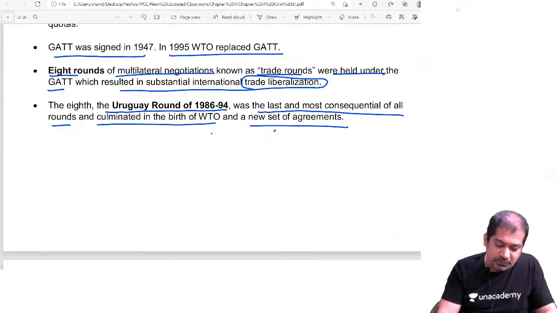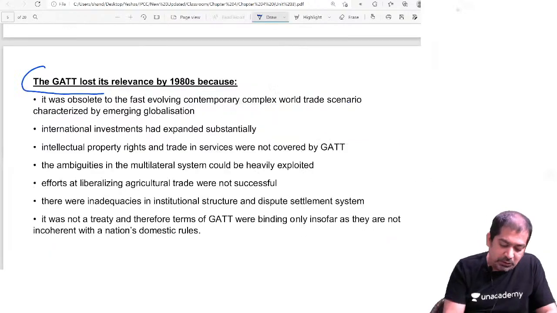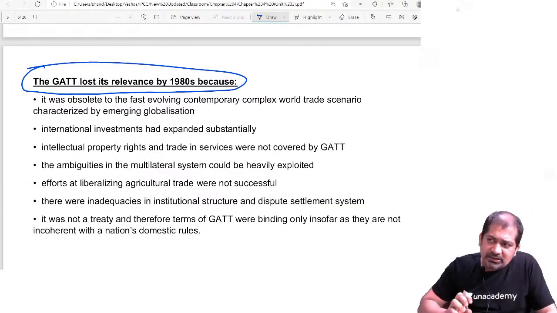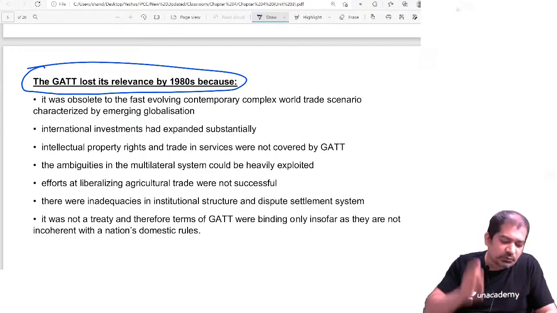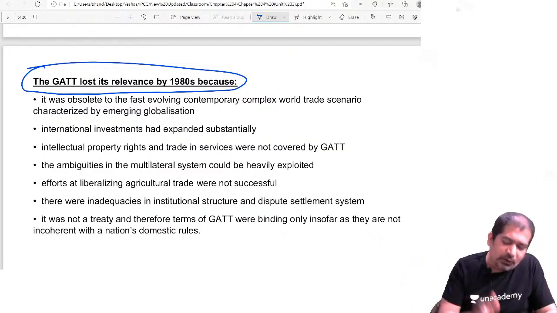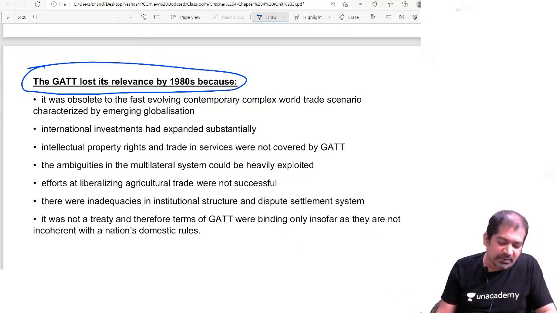Next, why GATT lost its relevance, that is important. Now remember, if they ask you what are the main things which are different between GATT and WTO, this answer will be there for this question also. Or they will ask you to explain the most important characteristics of WTO or important agreements under WTO. For that also this point will be correct.